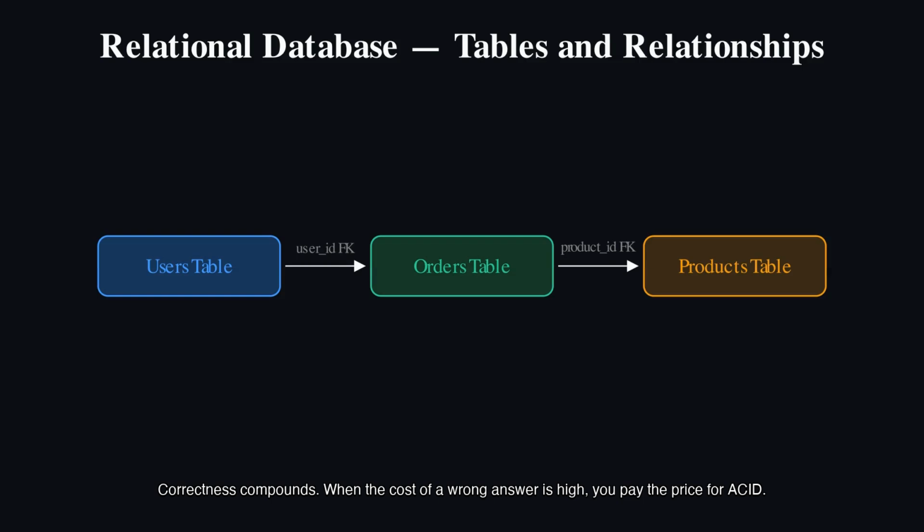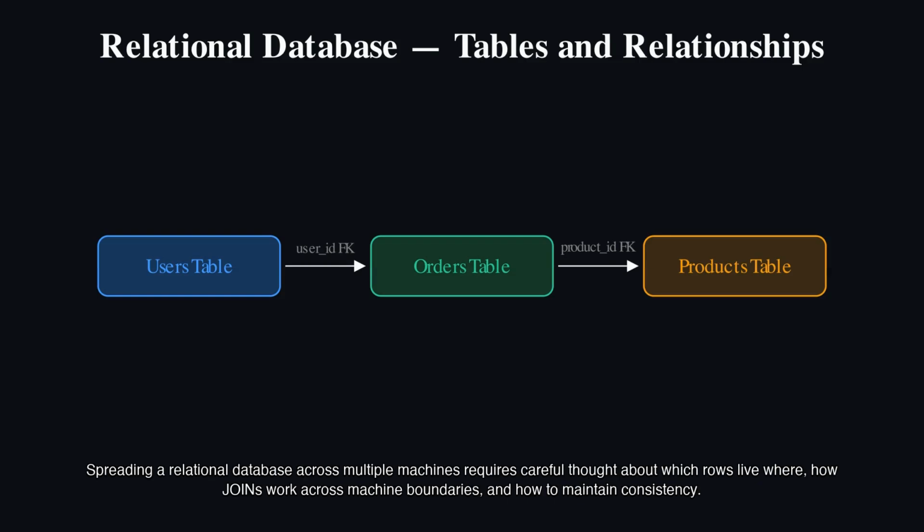Relational databases are powerful, but they have scaling challenges. They scale vertically very well. Throw more hardware at them, and they get faster. But horizontal scaling is hard. Spreading a relational database across multiple machines requires careful thought about which rows live where, how joins work across machine boundaries, and how to maintain consistency.